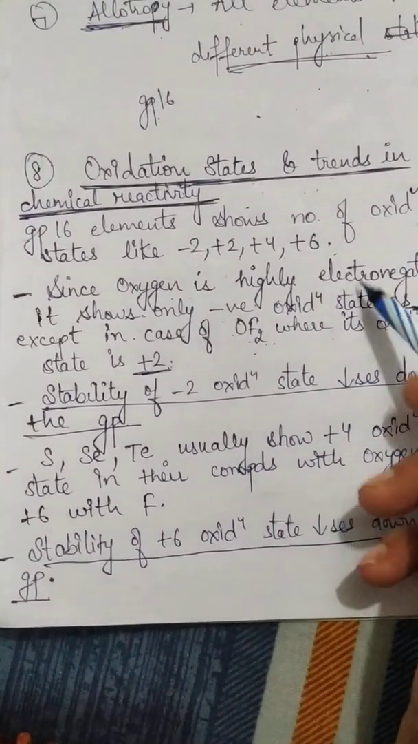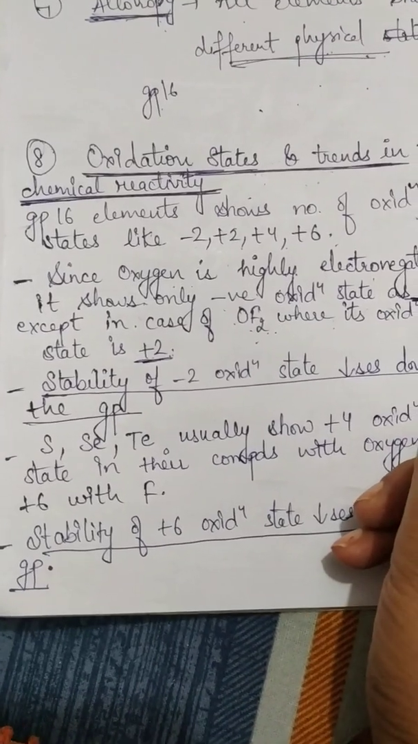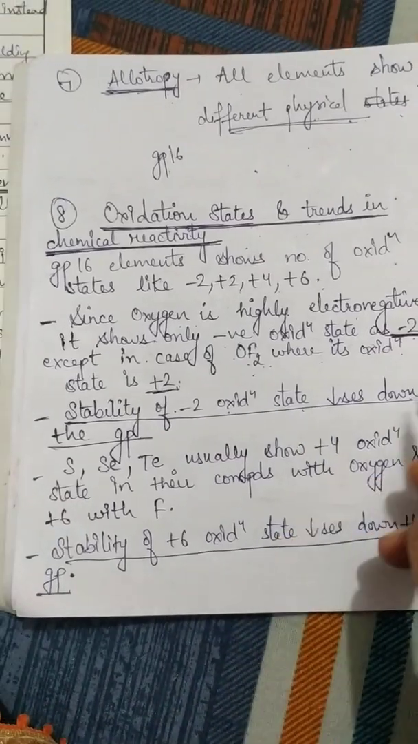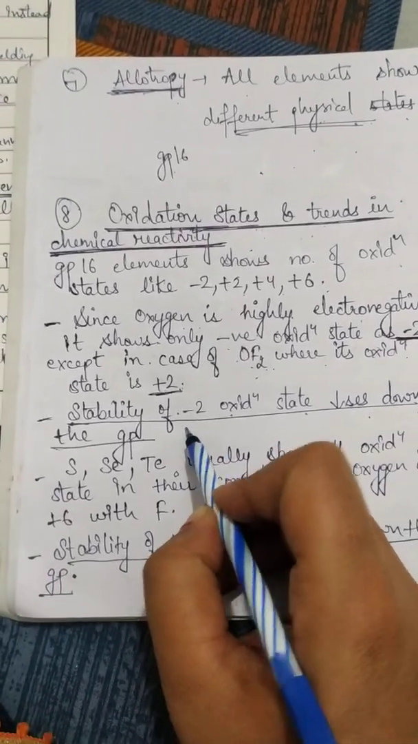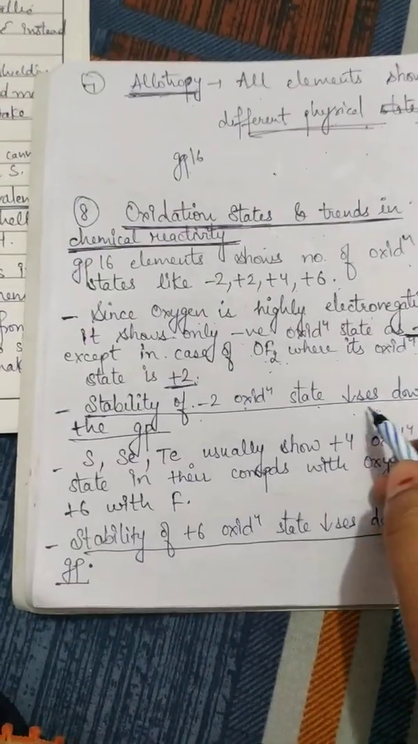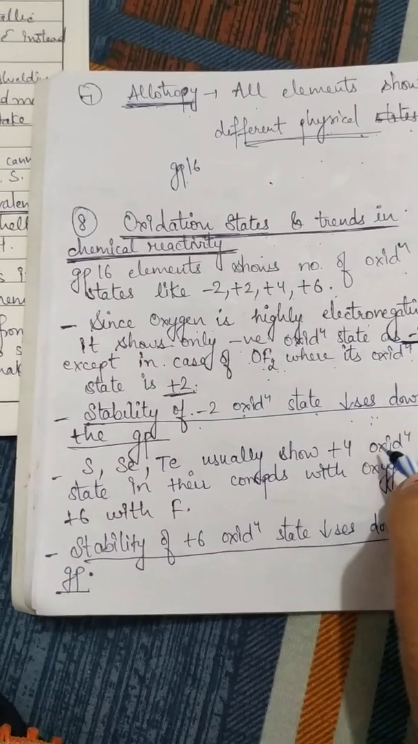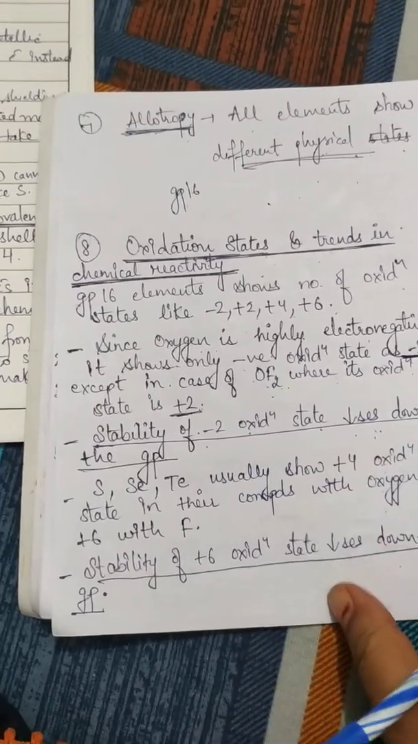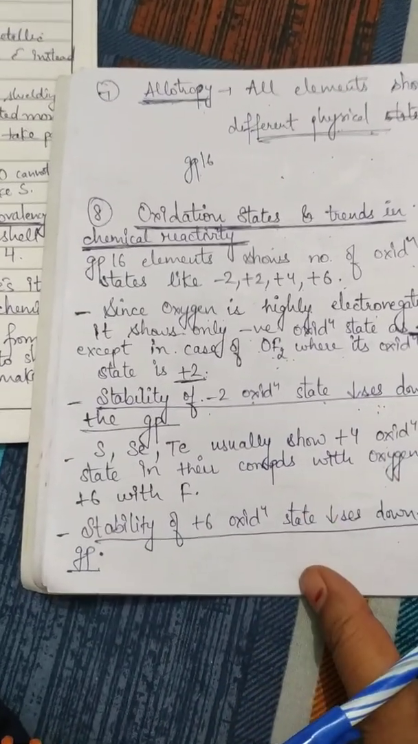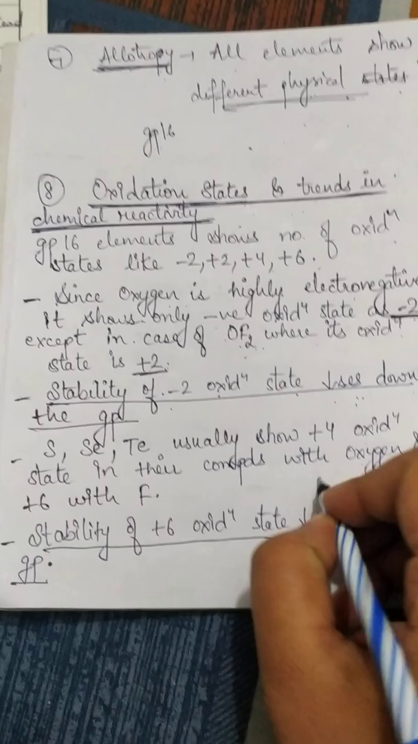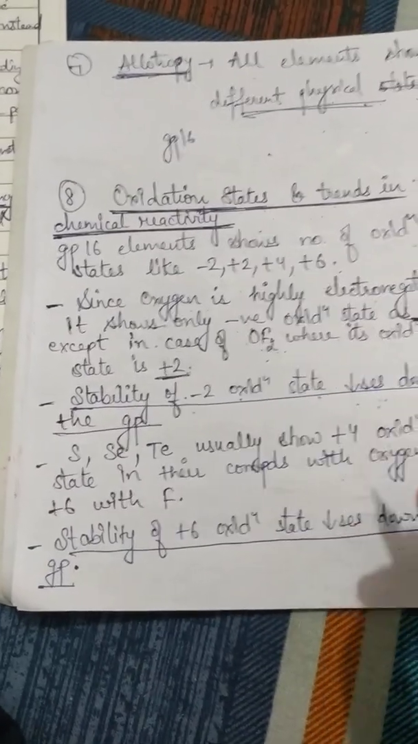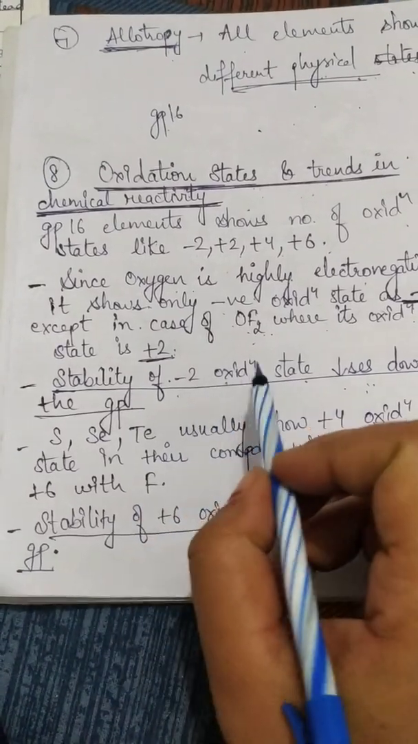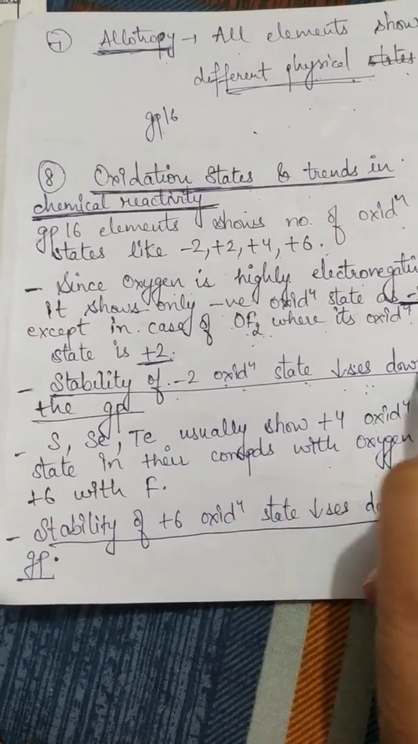Other elements of group 16 also show -2 oxidation state, but the stability of -2 oxidation state decreases down the group. Reason is that when we move from oxygen to sulfur to selenium, then to tellurium, then to polonium, the metallic character increases. Metallic character increases, it means the atom has tendency to lose electron instead of gain electron. That's why the stability of -2 oxidation state decreases down the group.